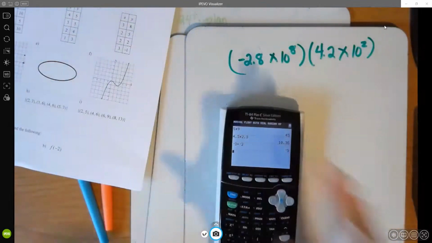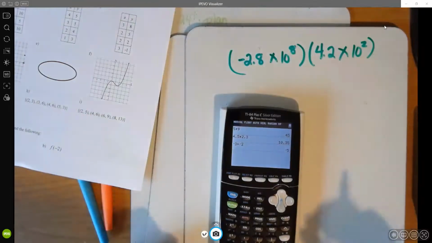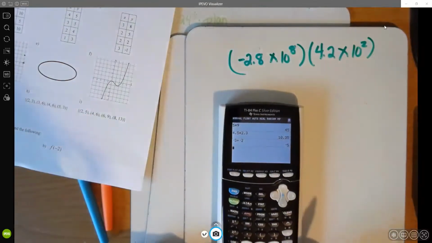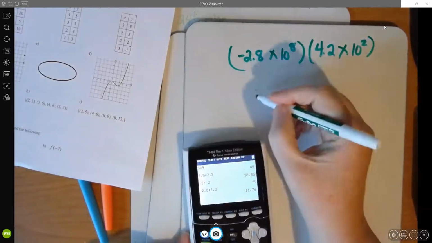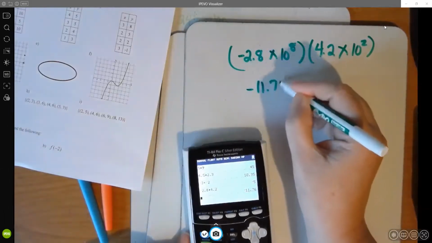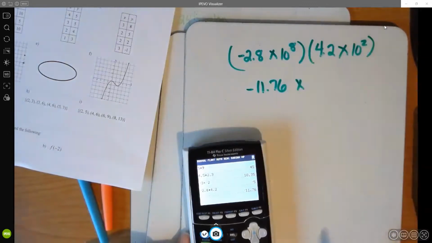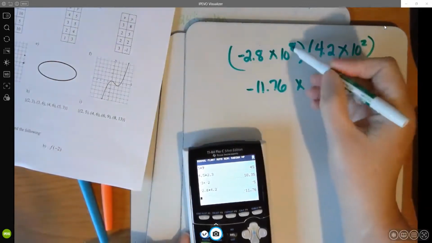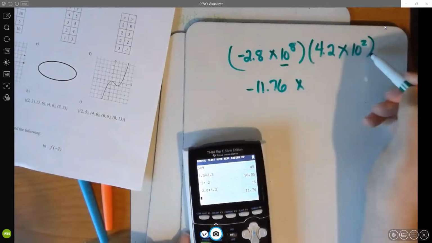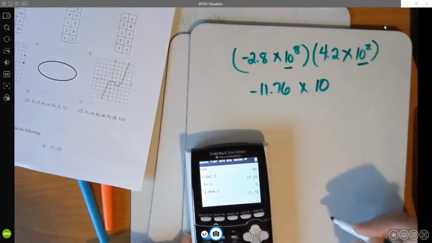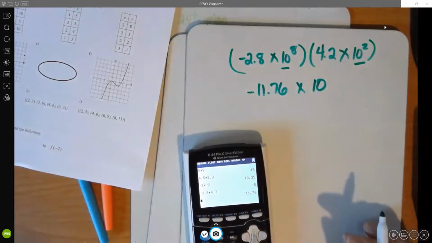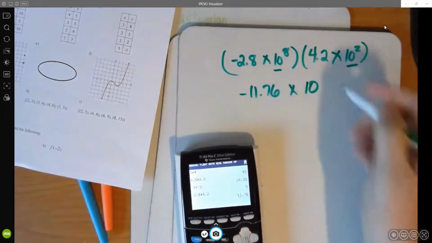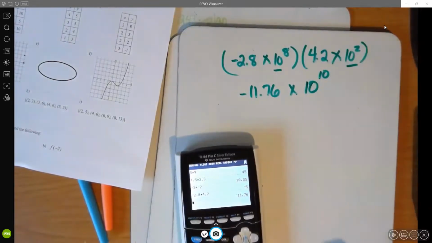And in this one, I'm not going to take the time to rewrite it because we've already proved that we can just multiply any parts of this that we want. So I'm going to take negative 2.8 and multiply by 4.2. That gives me negative 11.76. And then I can add the exponents on my tens. They share the base, so the base does not change. And then you add the exponents. 8 plus 2 is 10.